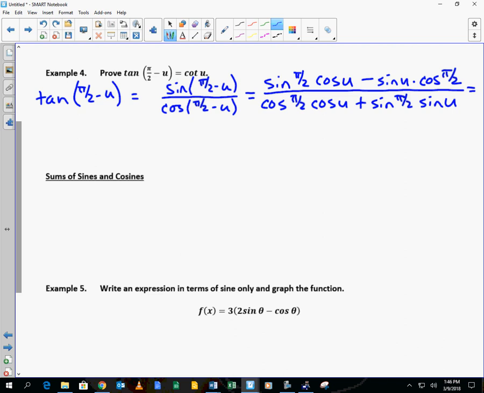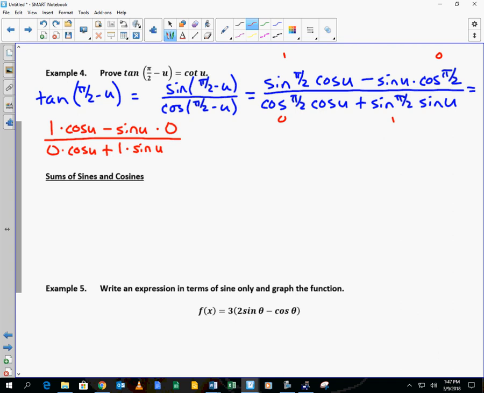Okay, now it's really important here. You guys just told me that we know the sine and the cosine of pi over 2. What's the sine of pi over 2? 1. What's cosine of pi over 2? 0. So we're going to substitute those values in. And what you get is 1 times the cosine of u minus sine of u times 0, divided by 0 times cosine of u plus 1 times the sine of u.